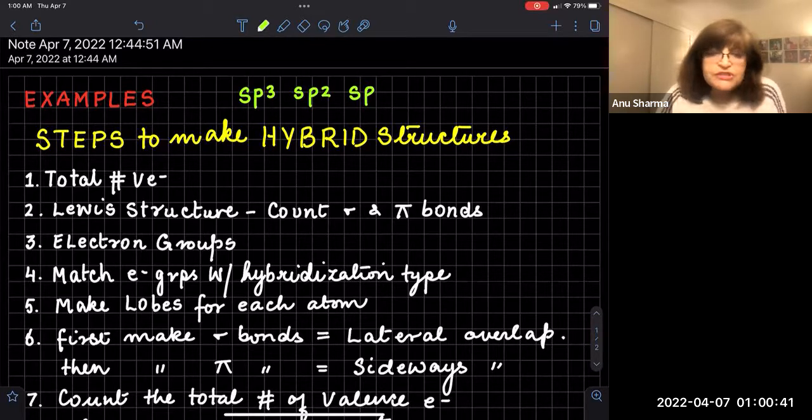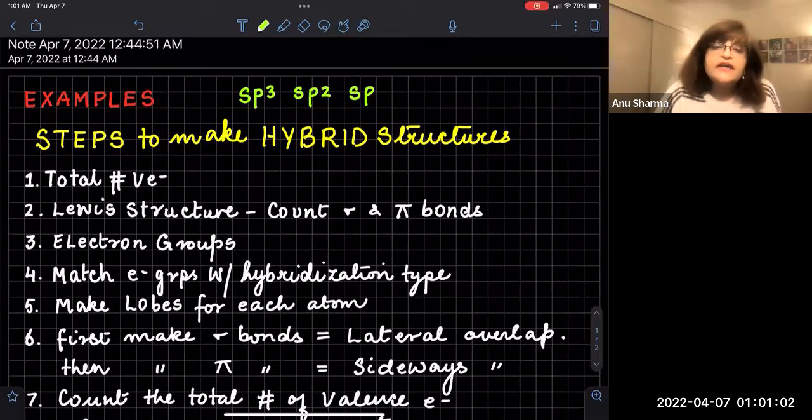So first of all, you will start with counting the total number of valence electrons, and you will make the Lewis structure. Next, you're going to count the number of sigma and the pi bonds in the Lewis structure. Then you're going to look at the electron groups. Then you're going to match the electron groups with the hybridization type.